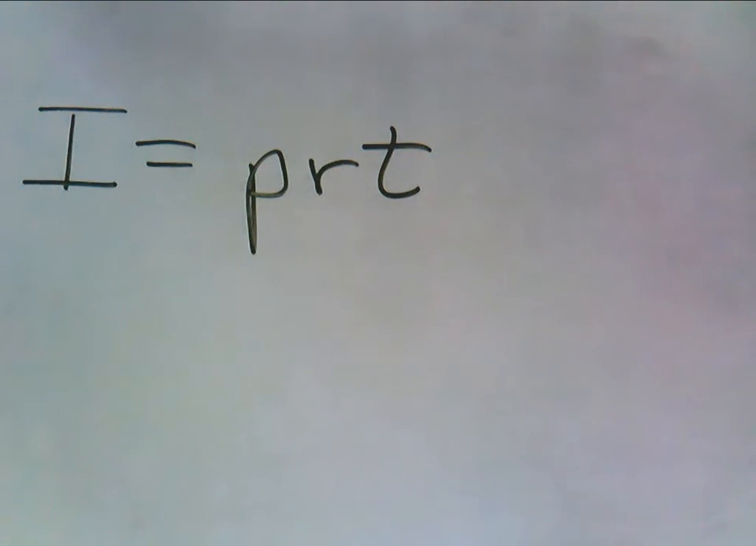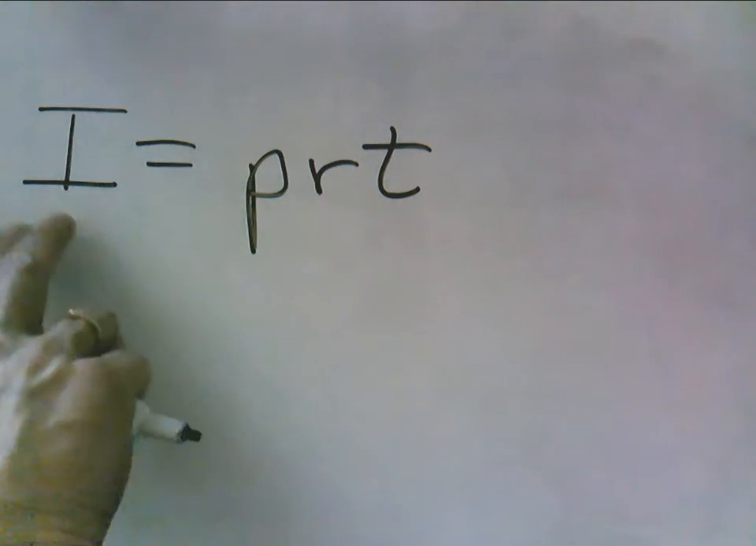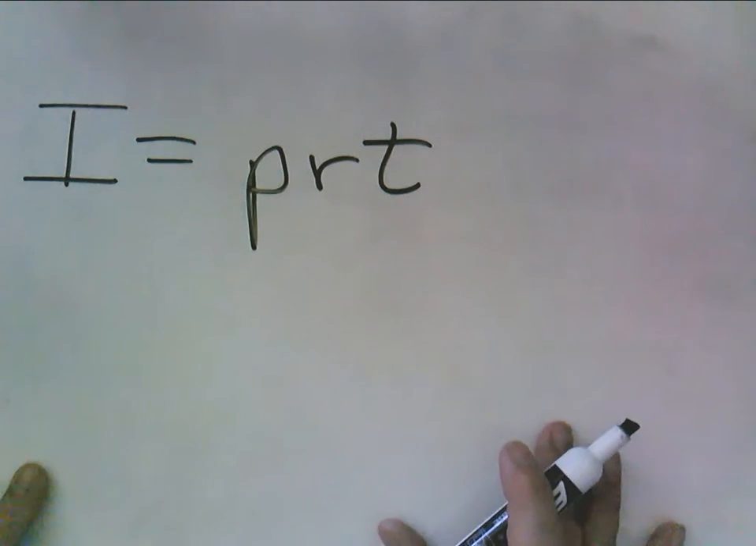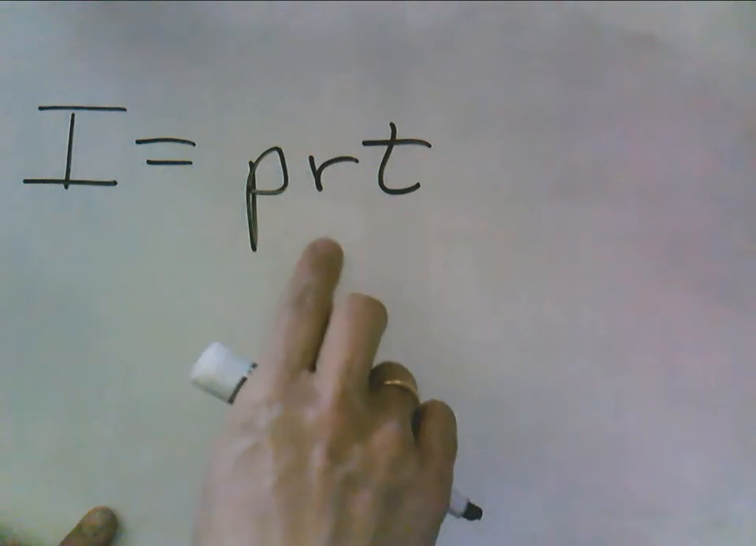Well, sometimes we may know the interest and we need to solve for the principal. You know, I want to make this much interest at this rate over this amount of time. How much money do I have to invest? So you want to solve for P.